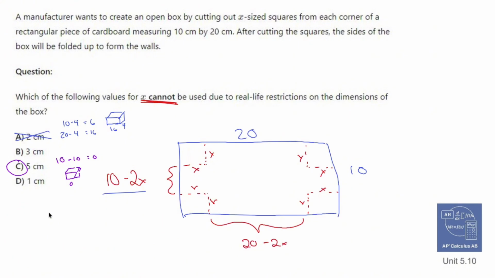Well, that can't happen. That's not a box. It's invisible then. So we decide C has got to be our answer because C cannot work. Because if I plug in 5 for X, I get 10 minus 10, which is nothing. So I don't have a box anymore. So with optimization, you're looking for things that can't possibly work, and that was one of them.